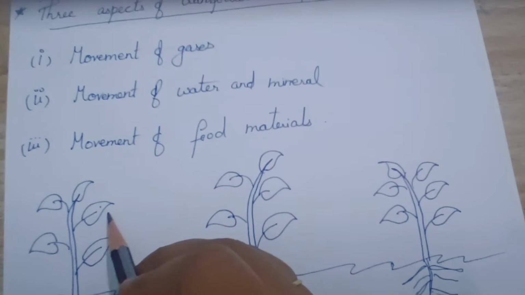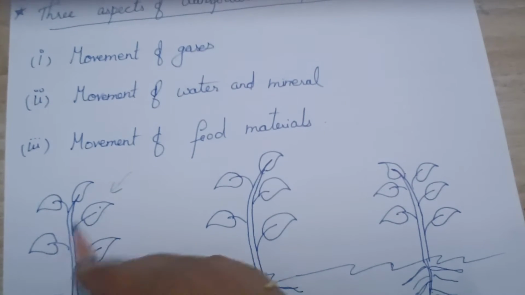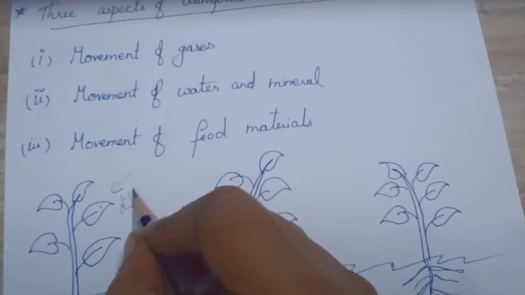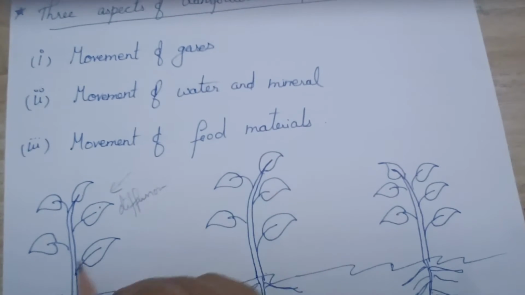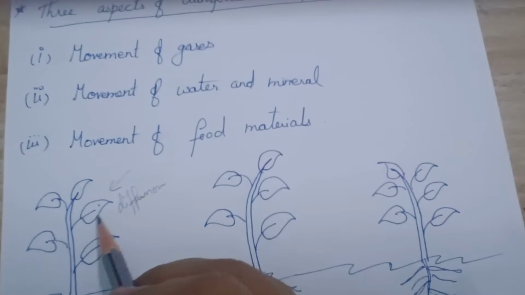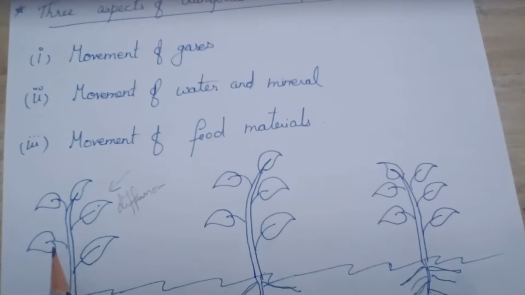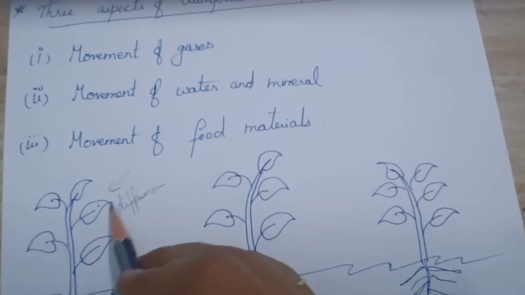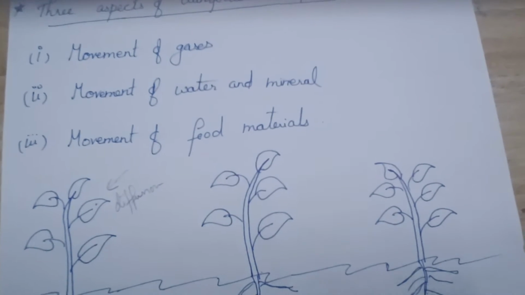So from the atmosphere, gas enters through the stomata, and by the diffusion process it reaches all parts of the plants. Wherever it is required, the exchange of gas takes place through diffusion, and it enters the plant through the stomata, right? It's a small opening in the leaf. So this is how the movement of gas takes place.